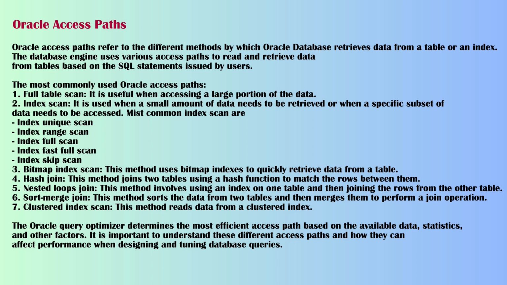Index range scan. This type of scan is used when the query involves a range of values for the indexed columns. Oracle scans the index and retrieves all the rows that fall within the range of values specified in the query. When a query is executed with a condition on a column that is indexed, the Oracle database engine can use the index to perform an index range scan. This means that the engine can use the index to locate the first and last row that satisfies the condition, and then retrieve all the rows in between directly from the index, without having to access the table itself.